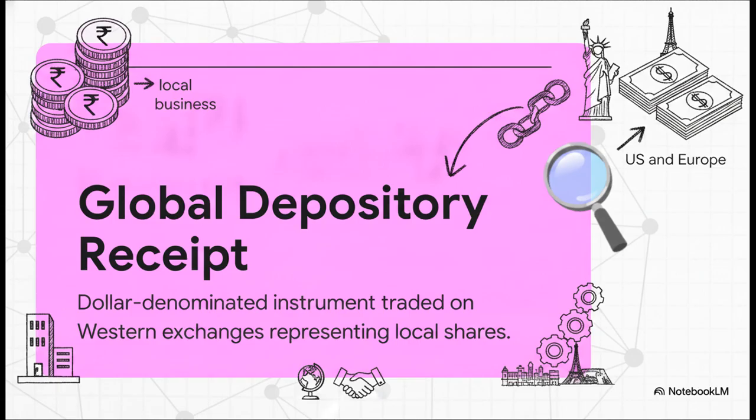I actually want to briefly define a GDR, mostly because it's just a brilliant piece of financial engineering. It's essentially this clever mechanism that allows international investors to trade local, say rupee-denominated shares, but they get to do it in dollars on Western exchanges. The local shares are held safely by a custodian, and the GDR is issued against them. It basically seamlessly connects local businesses to the massive pools of capital sitting over in the US and Europe.